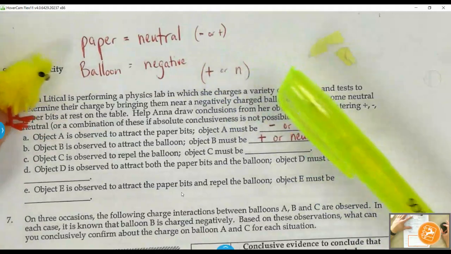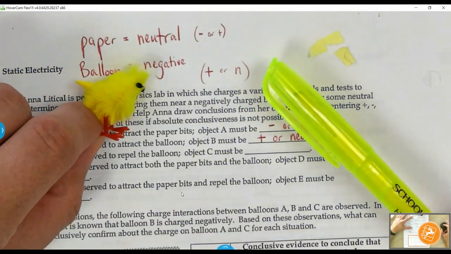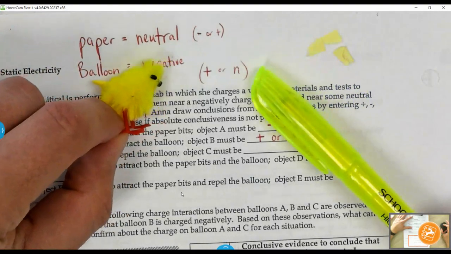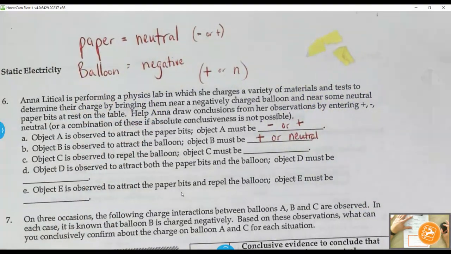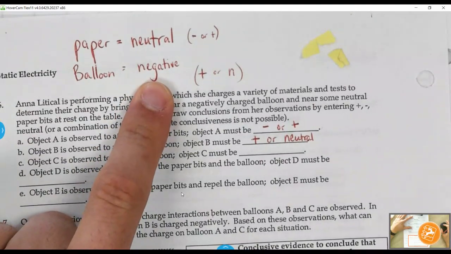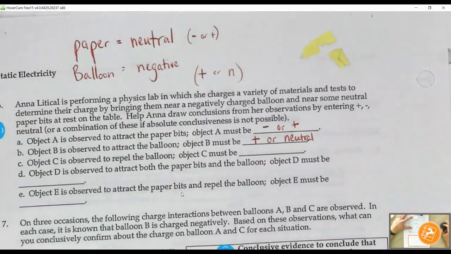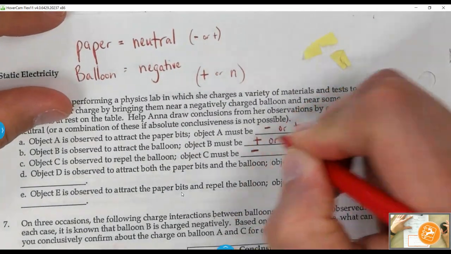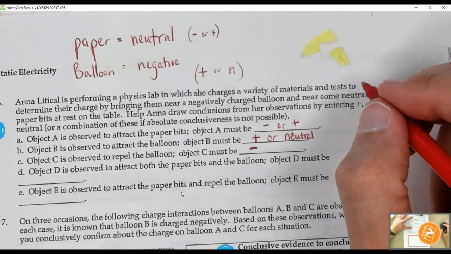Object C, I bring it near and it repels. I bring object C near the balloon and it repels. So what does the charge have to be on C? Well, if B is negative, what would repel a negative? A negative. So this one is 100% negative.